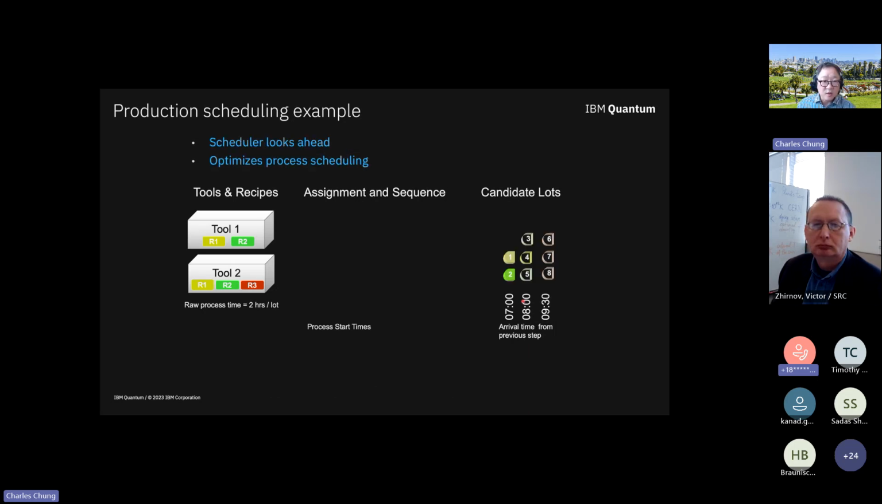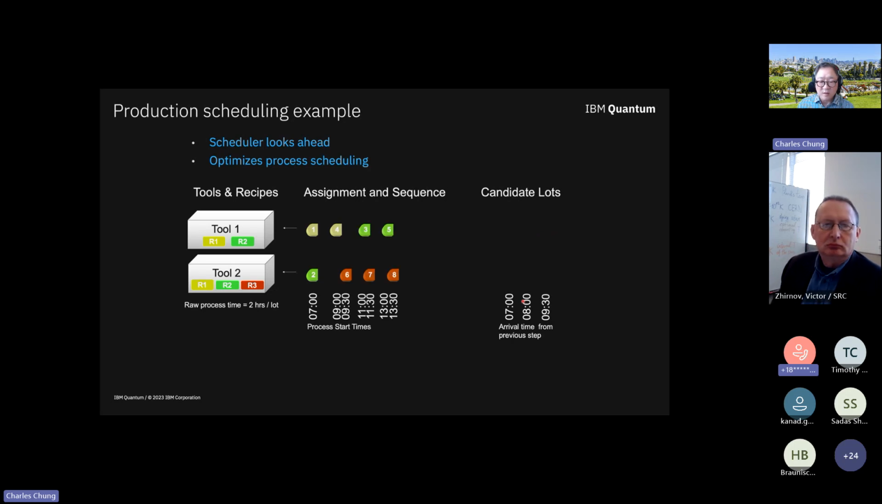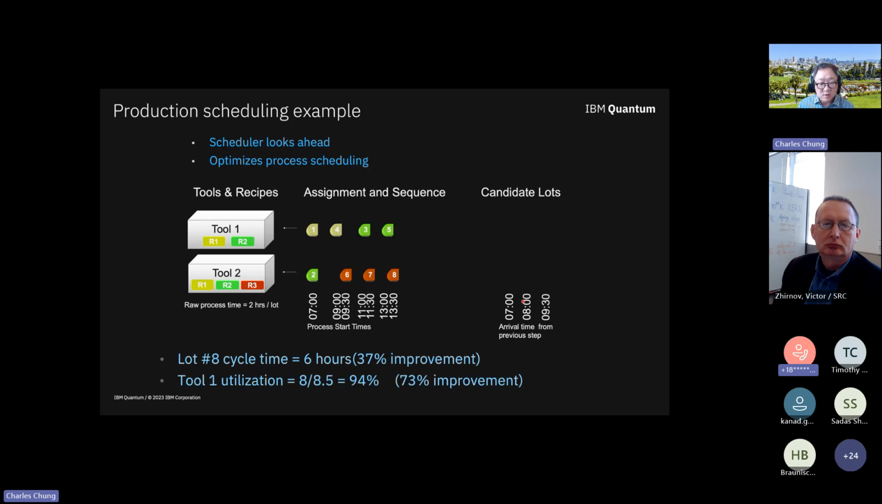If you just do a little bit of look ahead and do a little bit of scheduling optimization, you can see that lots 6, 7, 8 are anticipated to come in, and what you can do then is assign these lots more optimally like this, and now you have a total cycle time of 6 hours and tool 1 utilization now approaching 100%. And so this is the kind of problem where we think a quantum computer can help.